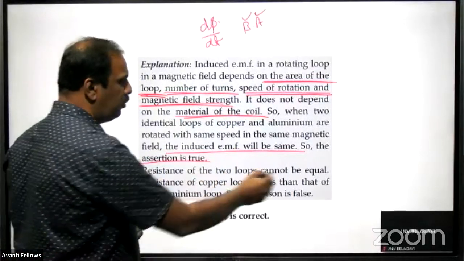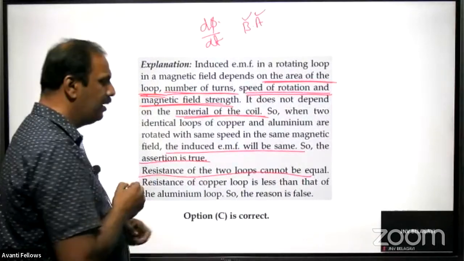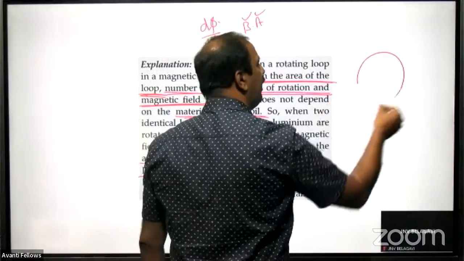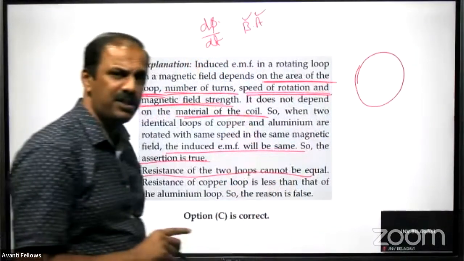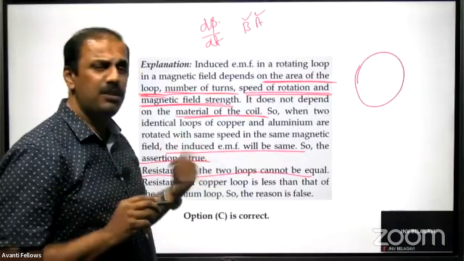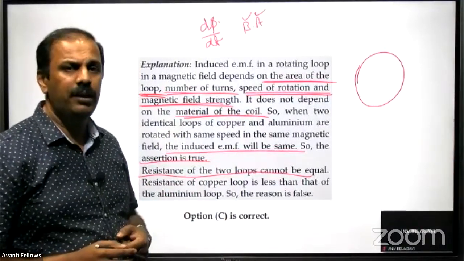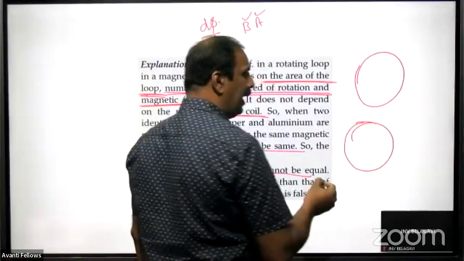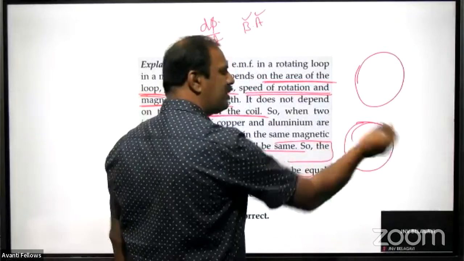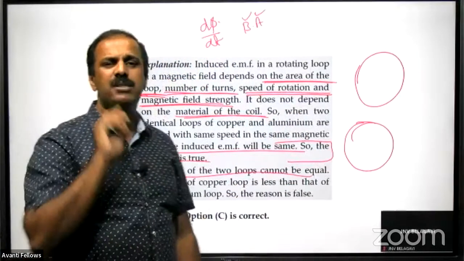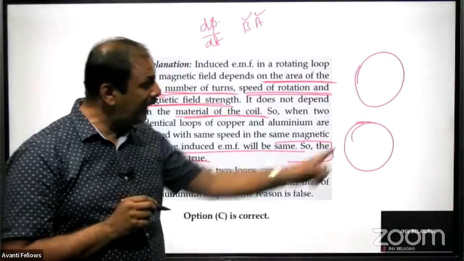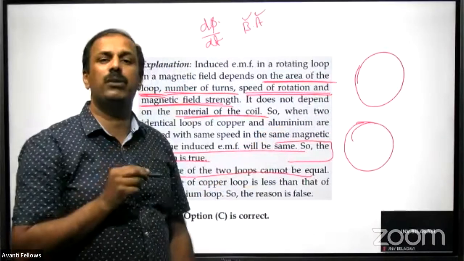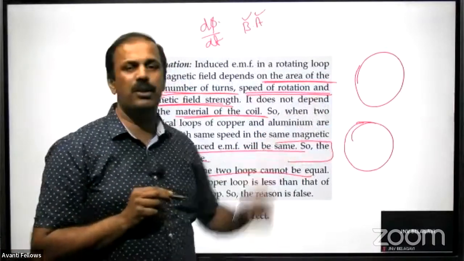Now, the resistance of the two wires cannot be equal. So the point is, the induced EMF in a loop is independent of the resistance, whether the resistance is the same or different. But where will it become important? If you have a loop like this and you move a magnet toward it, some induced current comes in that loop. There the resistance becomes important. When you calculate the current, the EMF is induced, but how much current is passing through is important. That current depends on the resistance.